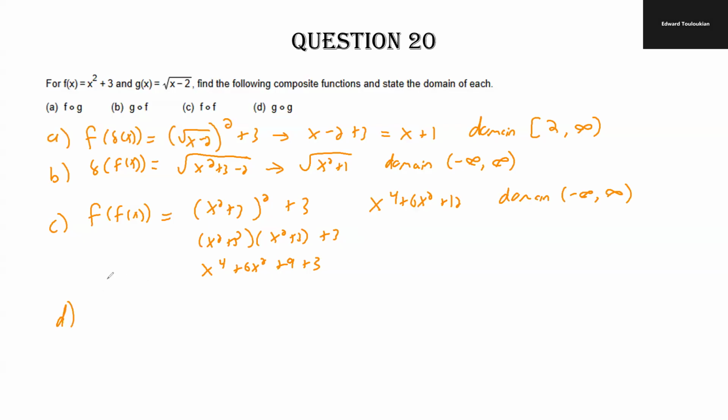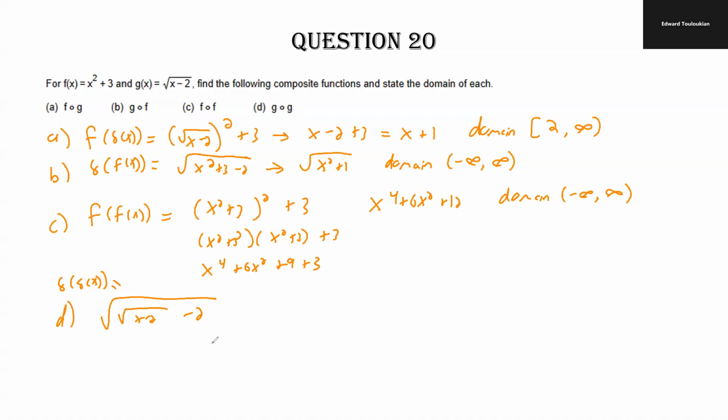All right, and then last but not least, g of g of x. If I look at that, g of x is the square root of x minus 2, and I'm plugging in g of x for x. So I'm also plugging in the square root of x minus 2. So the square root of x minus 2, all under the square root. That would be my g of g of x.